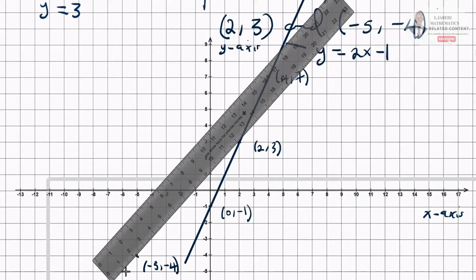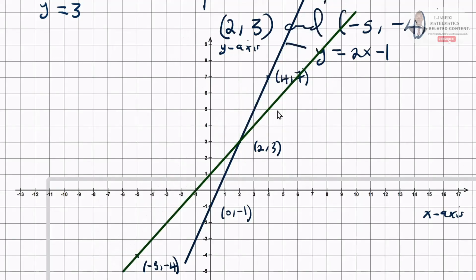We draw our line for equation 2, which comes out as this line, drawn in green ink. Now having drawn the line, let us label it: this line is for equation 2, which is y equals x plus 1.